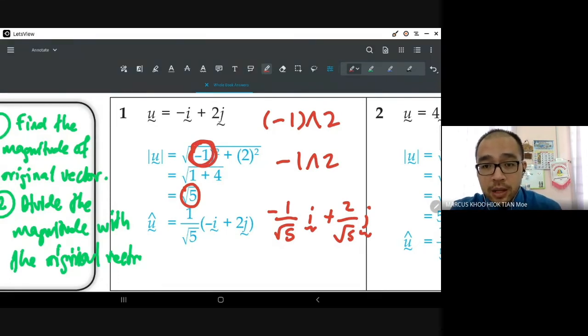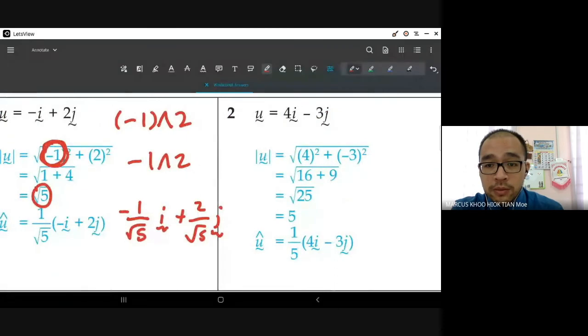Let's look at number 2. Number 2 is 4 over 5i minus 3 over 5j.